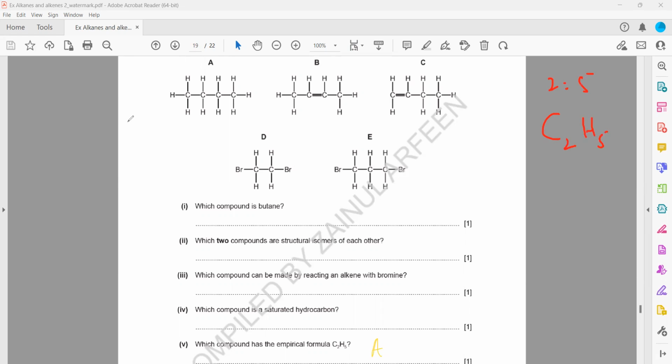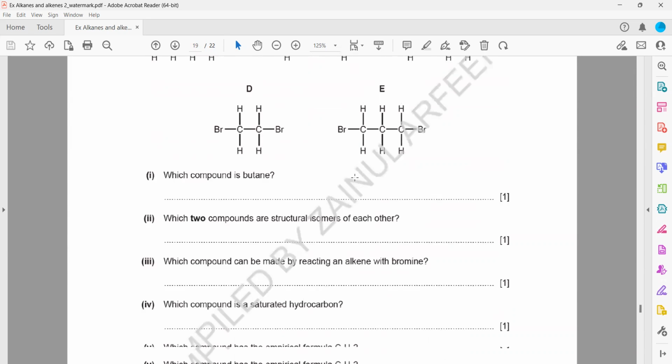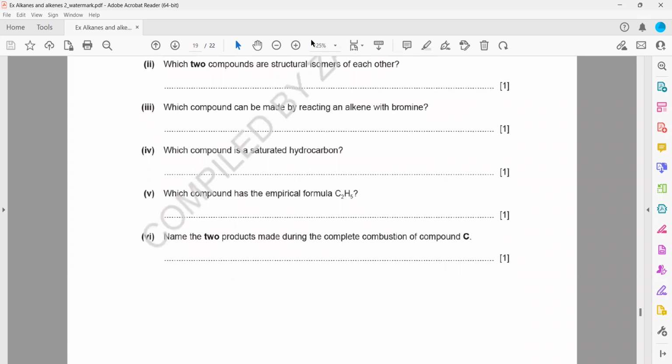Yeah, A is right. Why? Because A's molecular formula is C4H10, with 4 carbon atoms and H10. So when we take the simplest ratio between 4 and 10, it will be 2 and 5. So C2H5. Name two products made by complete combustion. Carbon dioxide and water. So if they say name, don't write a formula. You have to name, like you have to write carbon dioxide and water. No need for a plus here because we are not writing an equation.